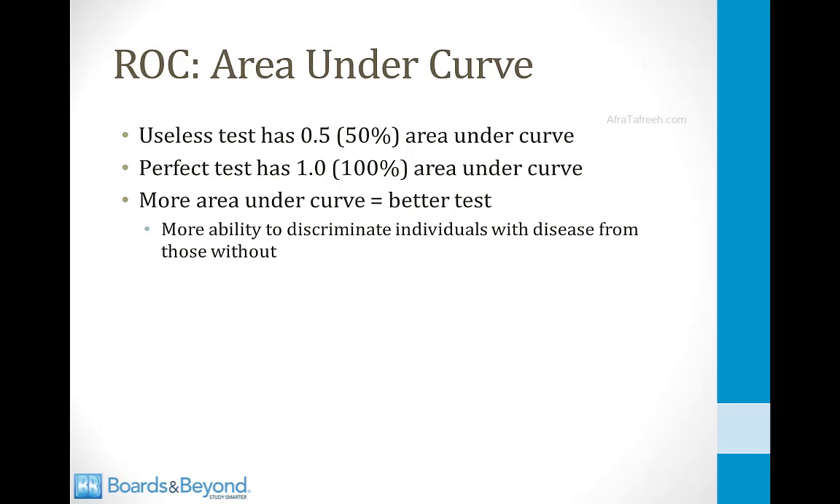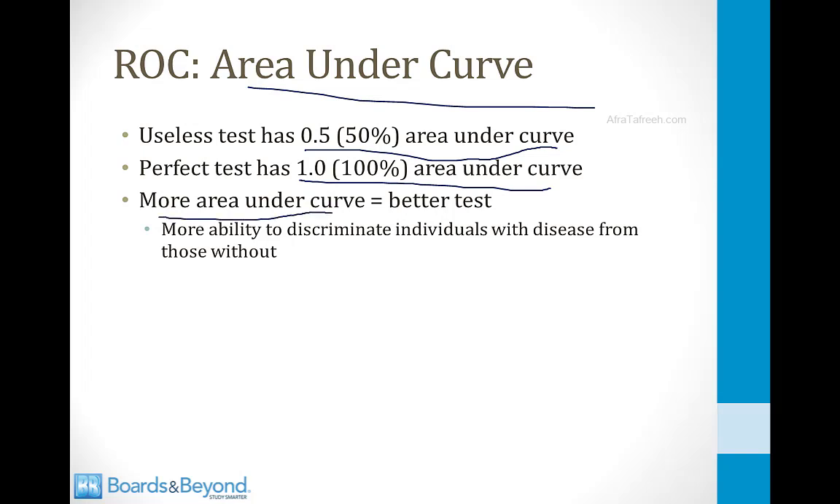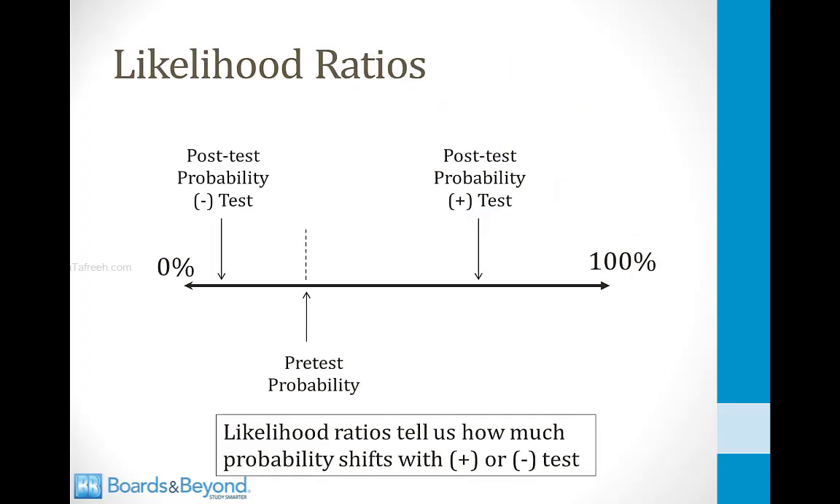So just to summarize these points about area under the curve, a useless test has 50% area under the curve, a perfect test has 100% area under the curve, and the more area under the curve, the better the test, the more ability to discriminate individuals with disease from those without. The last thing I'm going to discuss in this module is the concept of likelihood ratios.